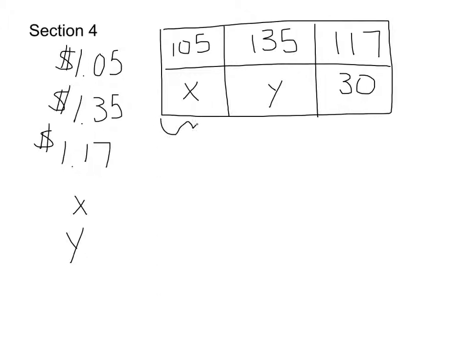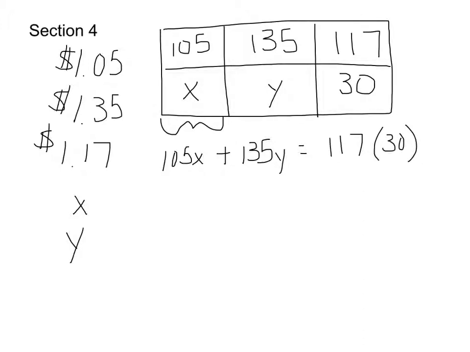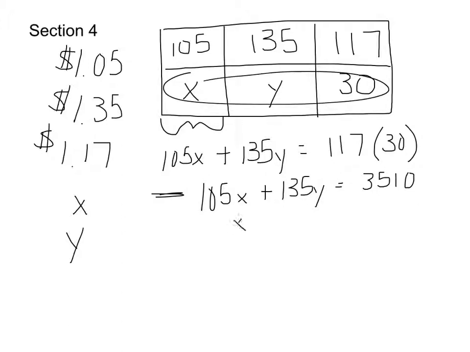Well, how much I spend for this, we talked about, that's just multiplication. That's how much I'm going to spend on that candy, plus the amount I spend on the second type of candy. And I can't just write 30 or 117. I actually have to write out the 117 times the 30. So then this equation is going to be 105x plus 135y equals 3510. So there's one equation. My second equation is just going to come right from here. X plus y equals 30.